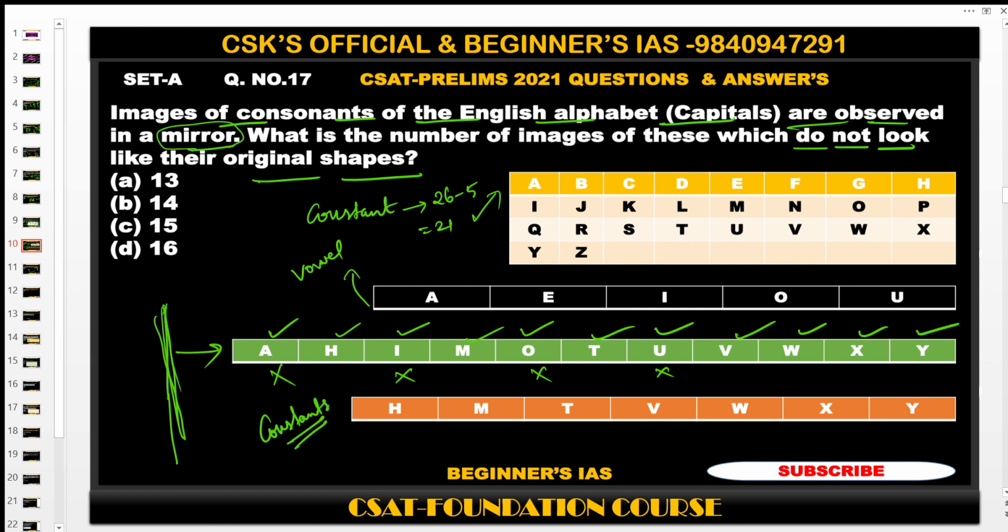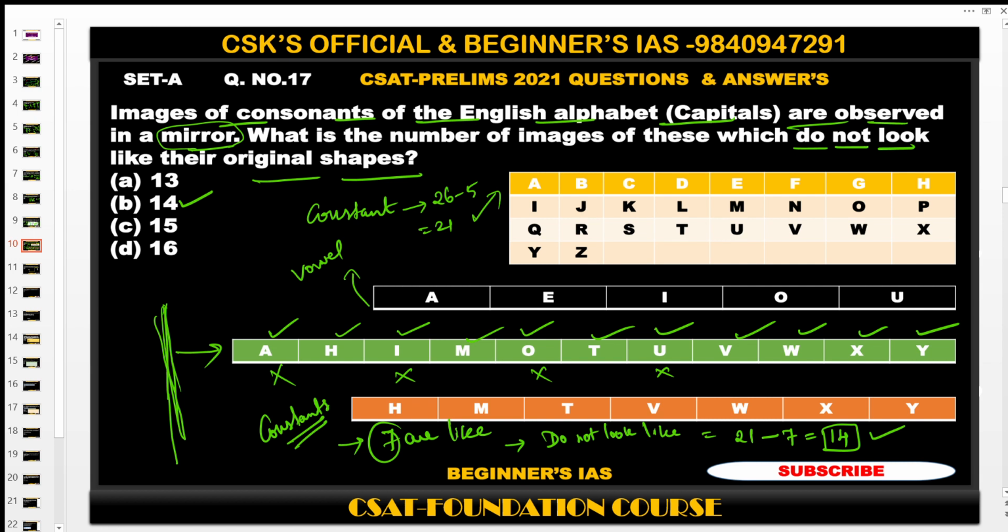First of all, the lookalikes are 1, 2, 3, 4, 5, 6, 7. So 7 consonants are lookalike. The question is which do not look alike. So in such a situation, what you need to do is the total number of consonants minus the number of consonants which look alike. So here 21 minus 7, which is nothing but 14. So the answer for the question is 14.